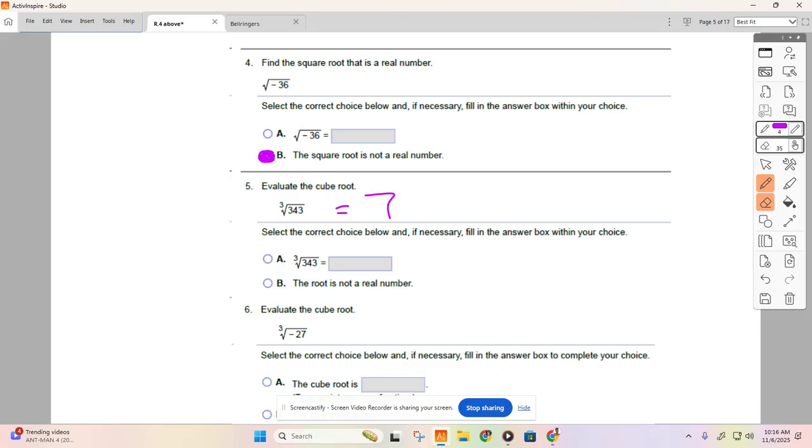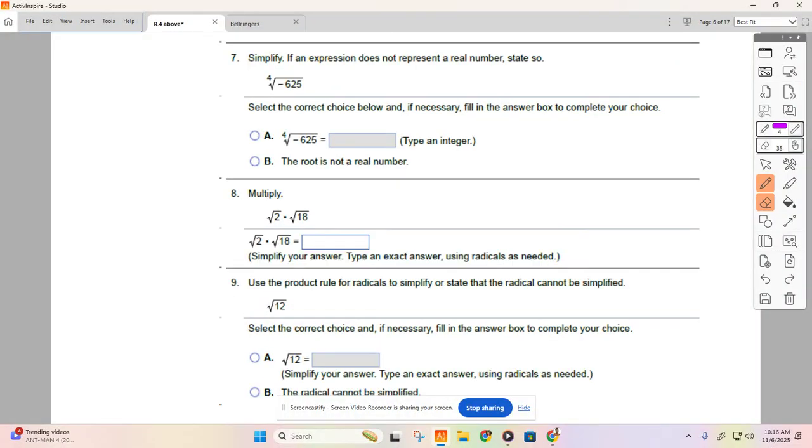The cube root of negative 27, we can take an odd root of a negative. Type that into the calculator, you get a negative 3. All right, the fourth root, it's an even root with a negative number under the radical. We cannot do that. It is not a real number. In number 8, we're going to multiply the two numbers and put them under the same radical sign. 2 times 18 is 36.